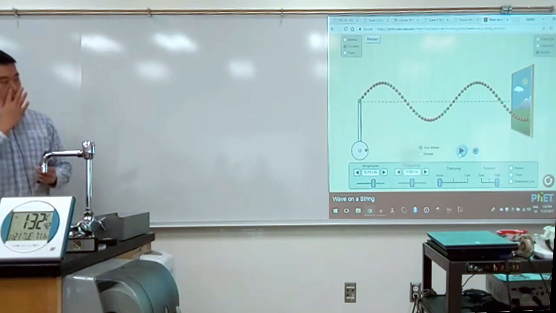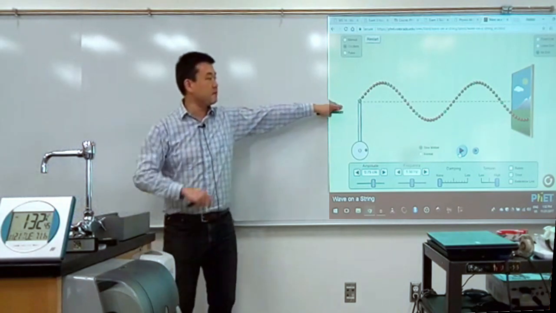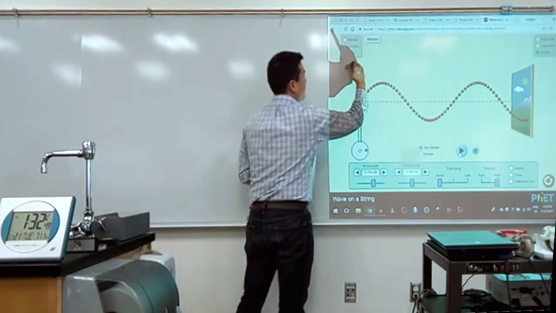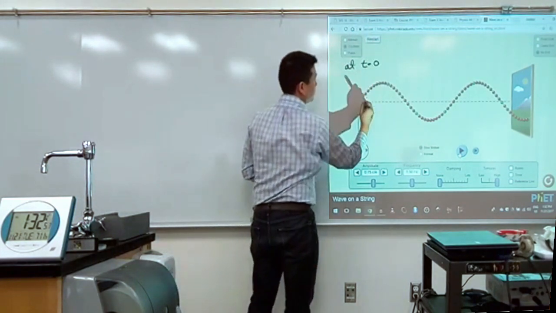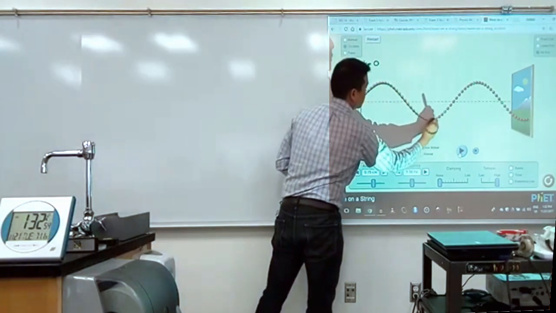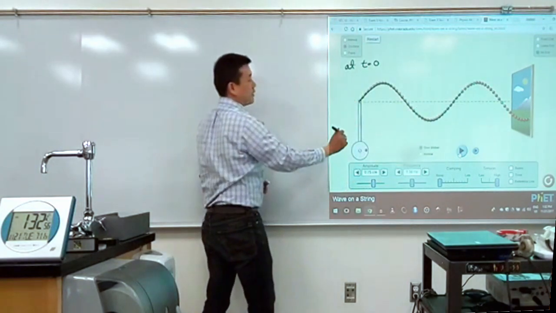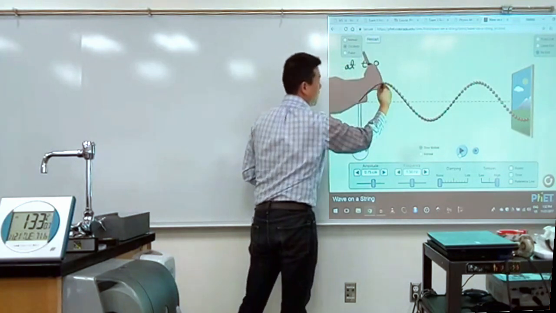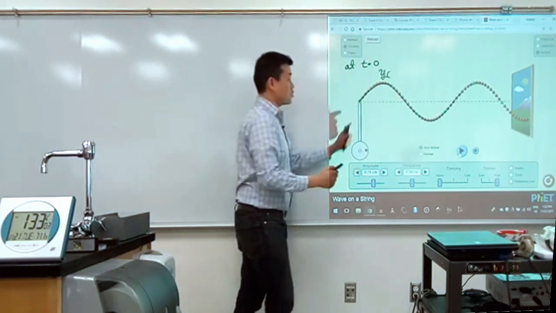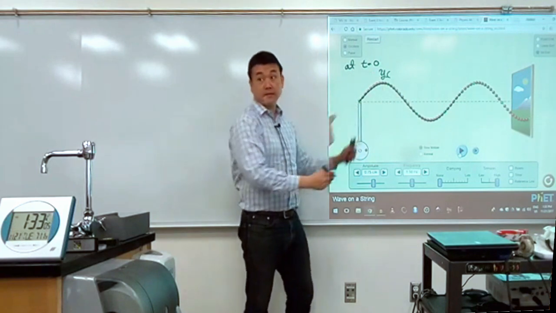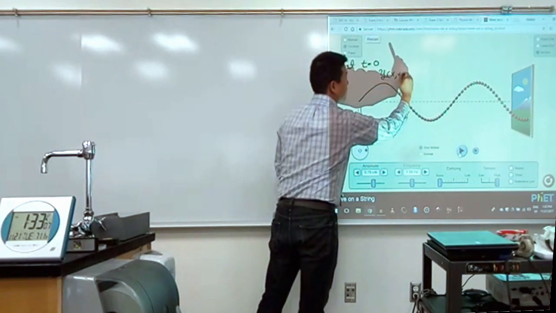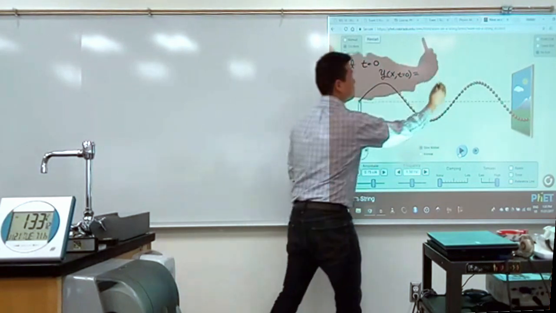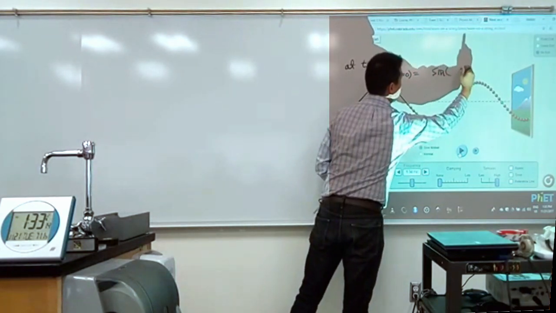One thing we can say is, let's say this is the wave at time equals 0. At time equals 0, this is what the wave looks like. It goes on forever. So we can say the height of the bead as a function of the position of the bead, x, at time equals 0 is described by sine of x.